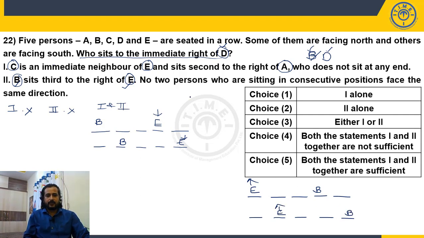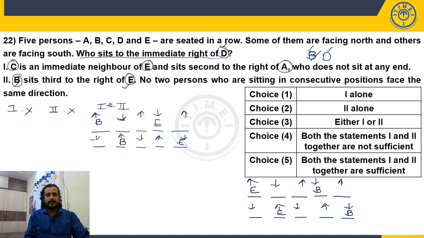But it is given that no 2 persons sitting in consecutive positions face the same direction. So adjacent positions cannot be the same. North, so south. South, north. Then it is south, this will be north. North, so adjacent positions will be south. So it is south, north, and south. And here it is south, so adjacent positions will be north. As it is north, it is south, and this will be north. Clear? Now it is south, north, and south again. Again north, again south. So we got the arrangement.